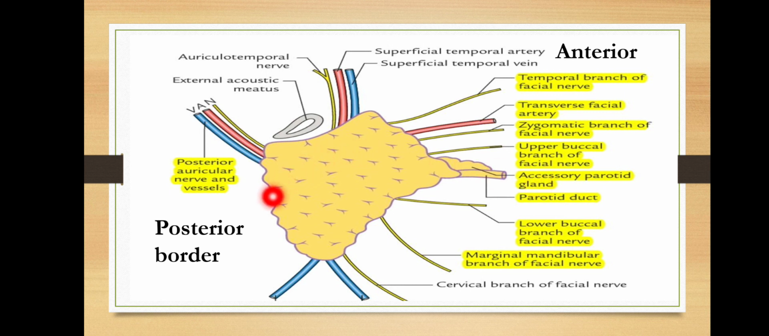And next, posterior border. In the posterior border we have the posterior auricular nerves and vessels. V means vein, blue color one. A means artery, red color one. N means nerve, yellow color one. So these are the posterior auricular nerves and vessels. These diagrams should be practiced very well, then only you can write the relations. My dear friends, the relations are very, very important if the parotid gland is asked as an LAQ in your final examination.